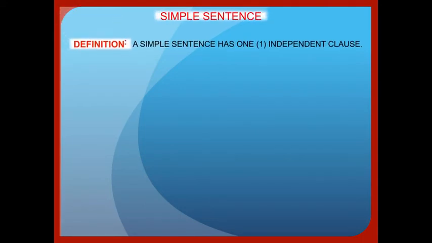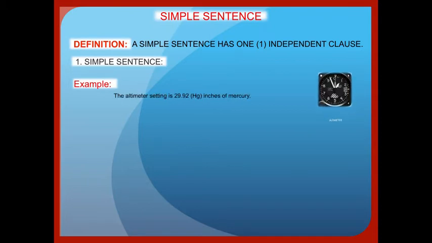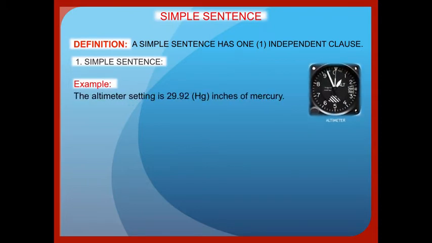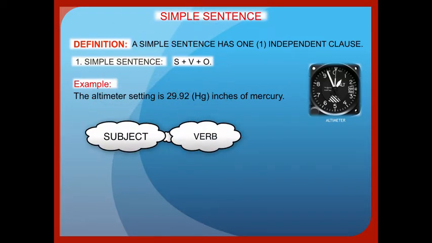A simple sentence has one independent clause. For example, the altimeter setting is 29.9 inches of mercury. Most simple sentences have a subject, plus a verb, plus an object. But a simple sentence could simply be a subject and a verb, like the sentence, the altimeter works.